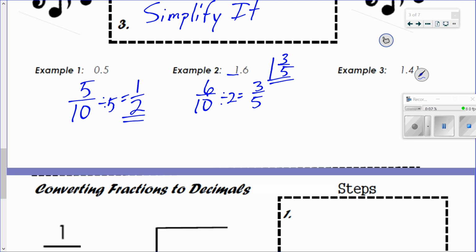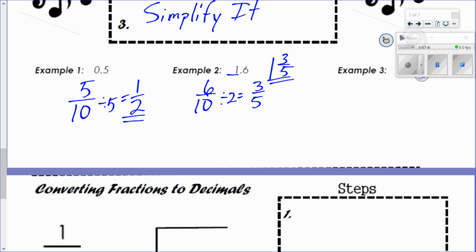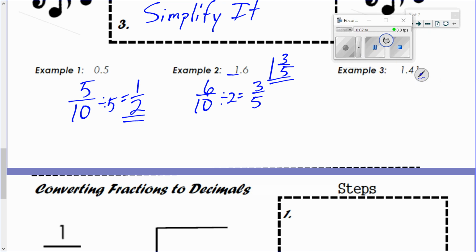Okay? So, one more. Okay, let's try it though. Again, if I've got a whole number piece to it, I can basically ignore that. So, let's get someone. Kenneth, you haven't read yet.